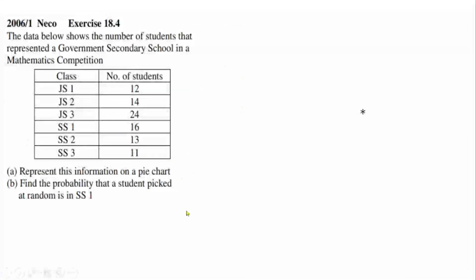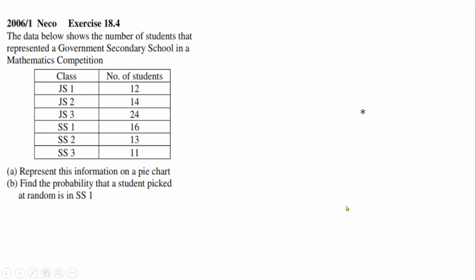Now this is another NECO question, and this one is also a question given to them in NECO 206 on pie chart. So we are given this information. The data below shows the number of students that represented a government secondary school in a mathematics competition. We have juniors GS1 to SS3, and the number of students that participated. Represent this information on a pie chart and solve this question.